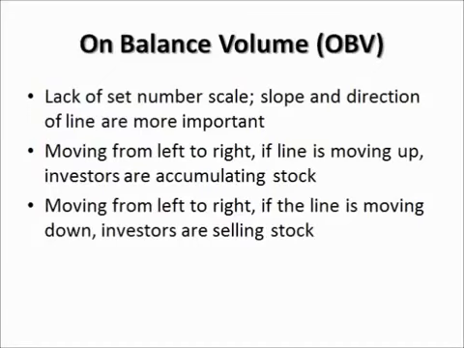So if we move from left to right, if the line is sloping upwards, that means investors are accumulating stock. In other words, there's more buying power. And if it's moving from left to right and the line is moving downwards, that means investors are selling the stock. And so that should give you a pretty good idea, moving on to the next slide, of what that actually looks like and how it translates into price.